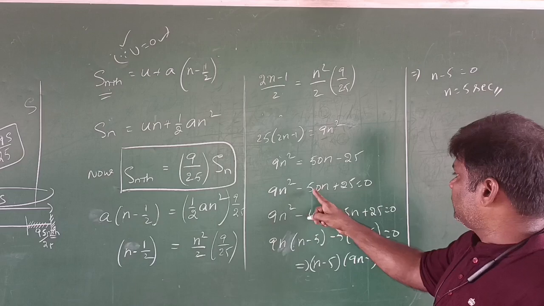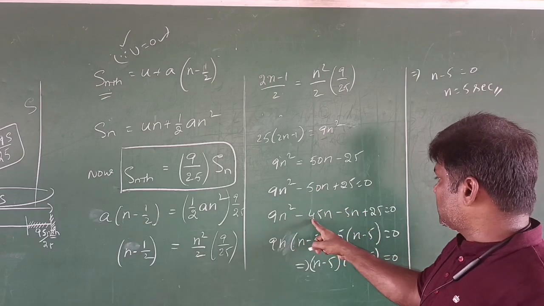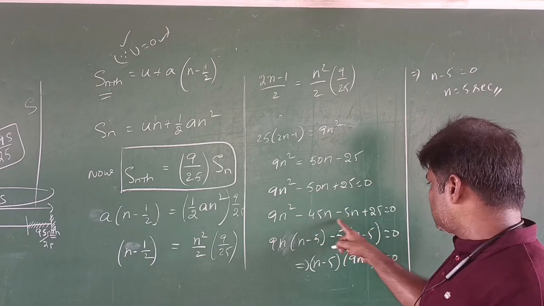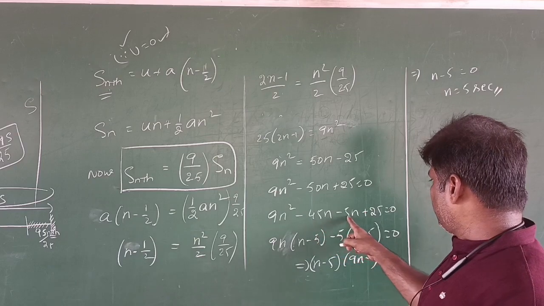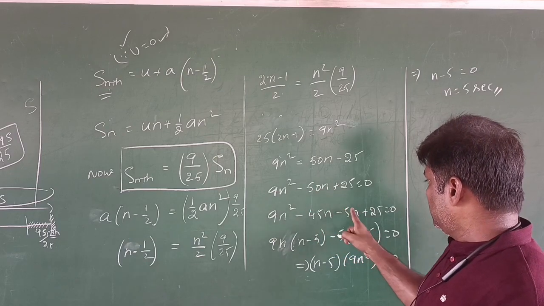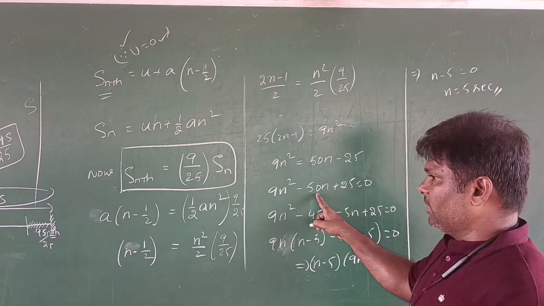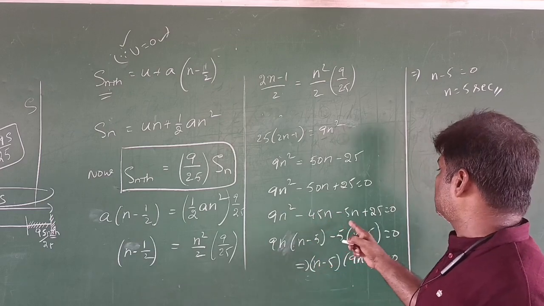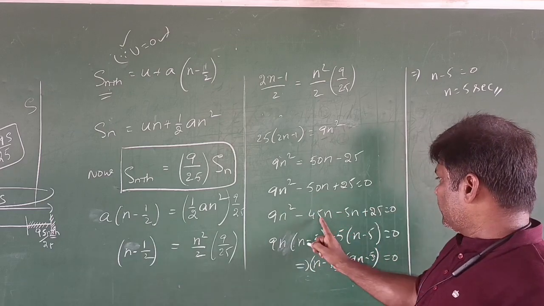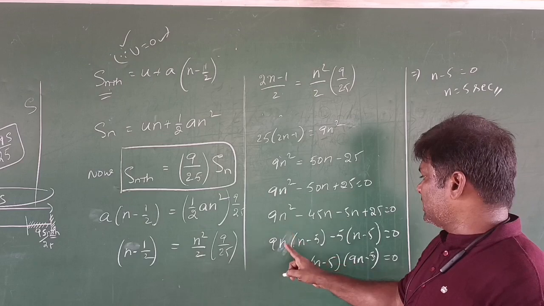Now how to write this 50n? 9n square minus 45n minus 5n. Observe these two: 45n and 5n make 50n only. The sum of these two is the same. I just split it into two numbers. Plus 25 as it is. From these two, you can take 9n as common.